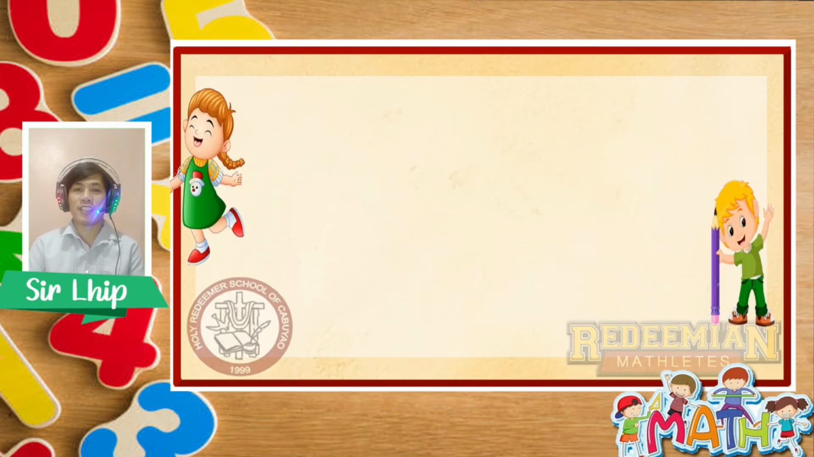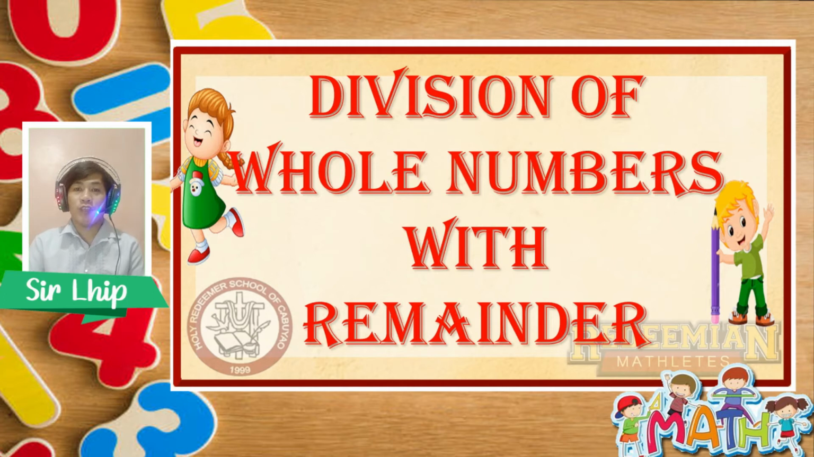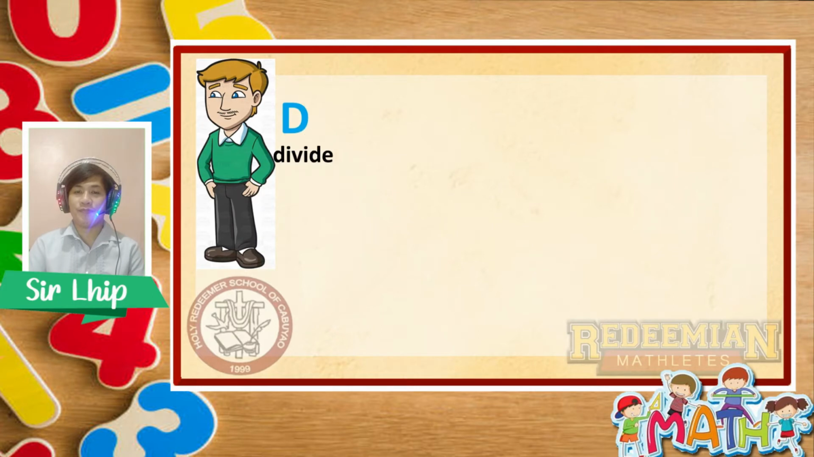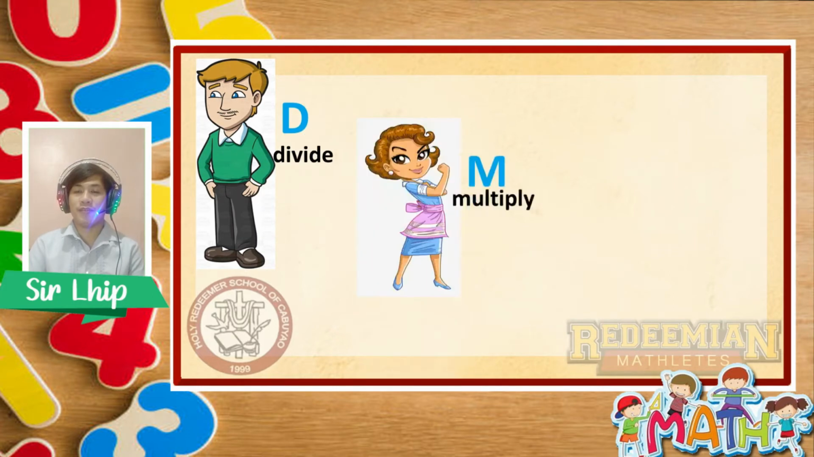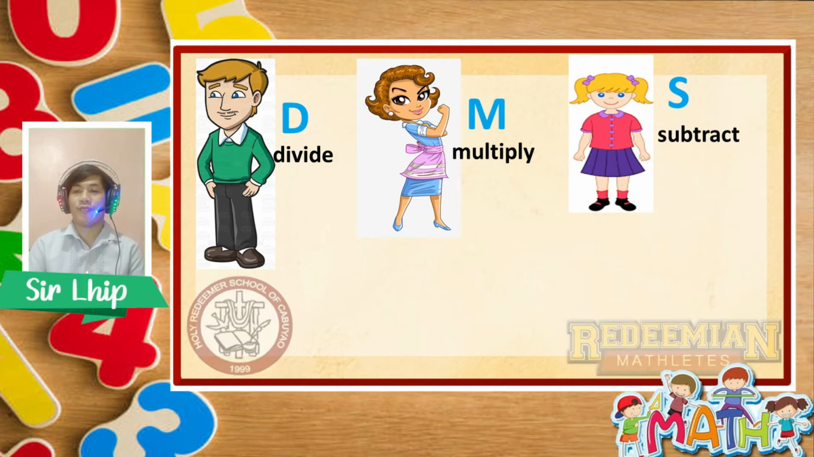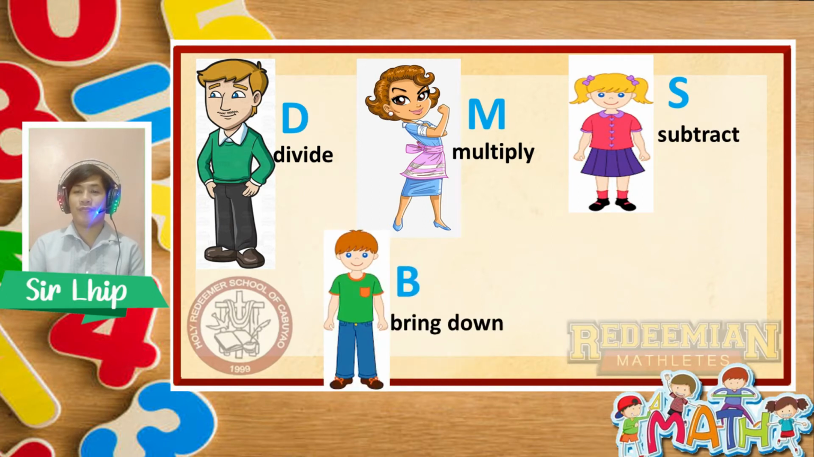Today, I'm going to discuss division of whole numbers with remainder. Again, we need to follow the steps: daddy, mommy, sister, brother, and their pet rabbit.